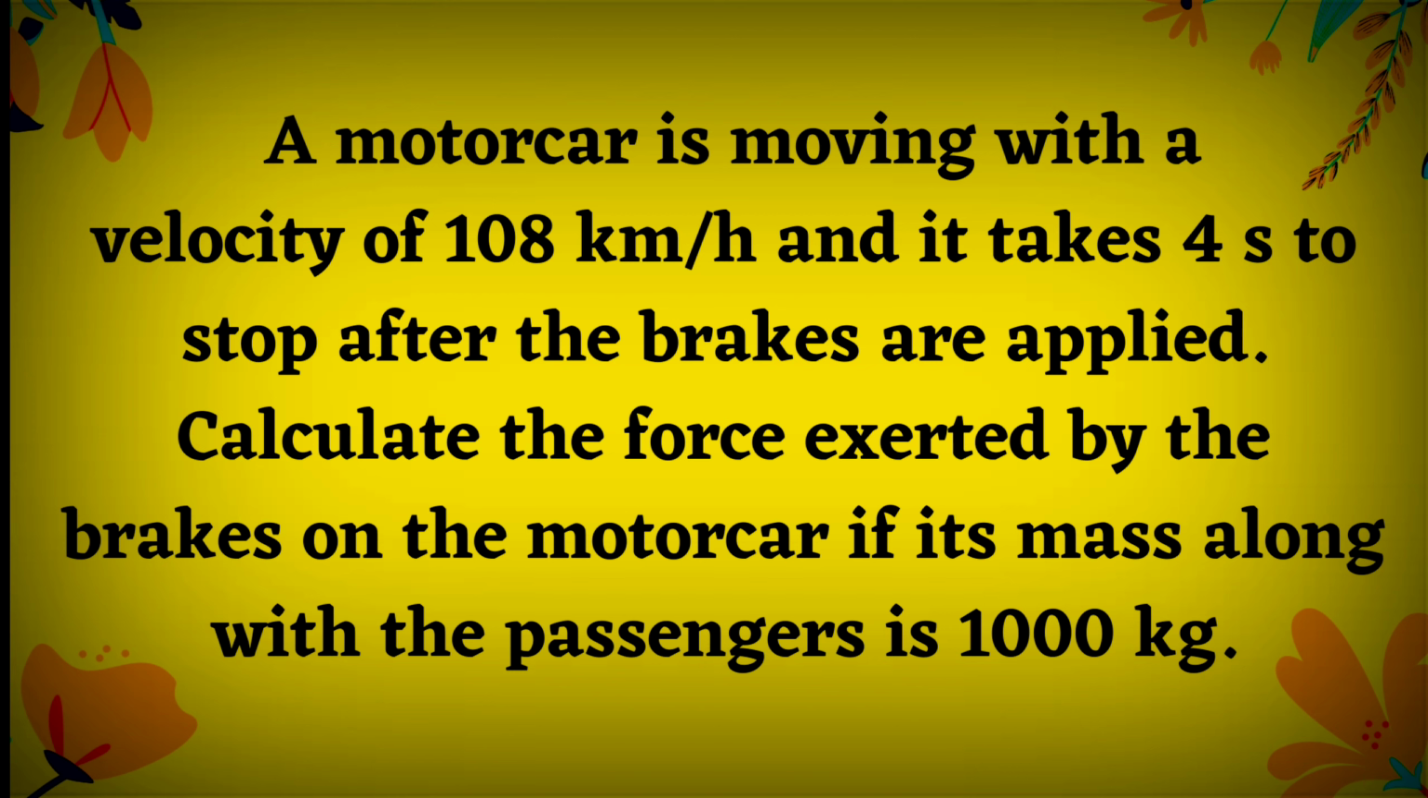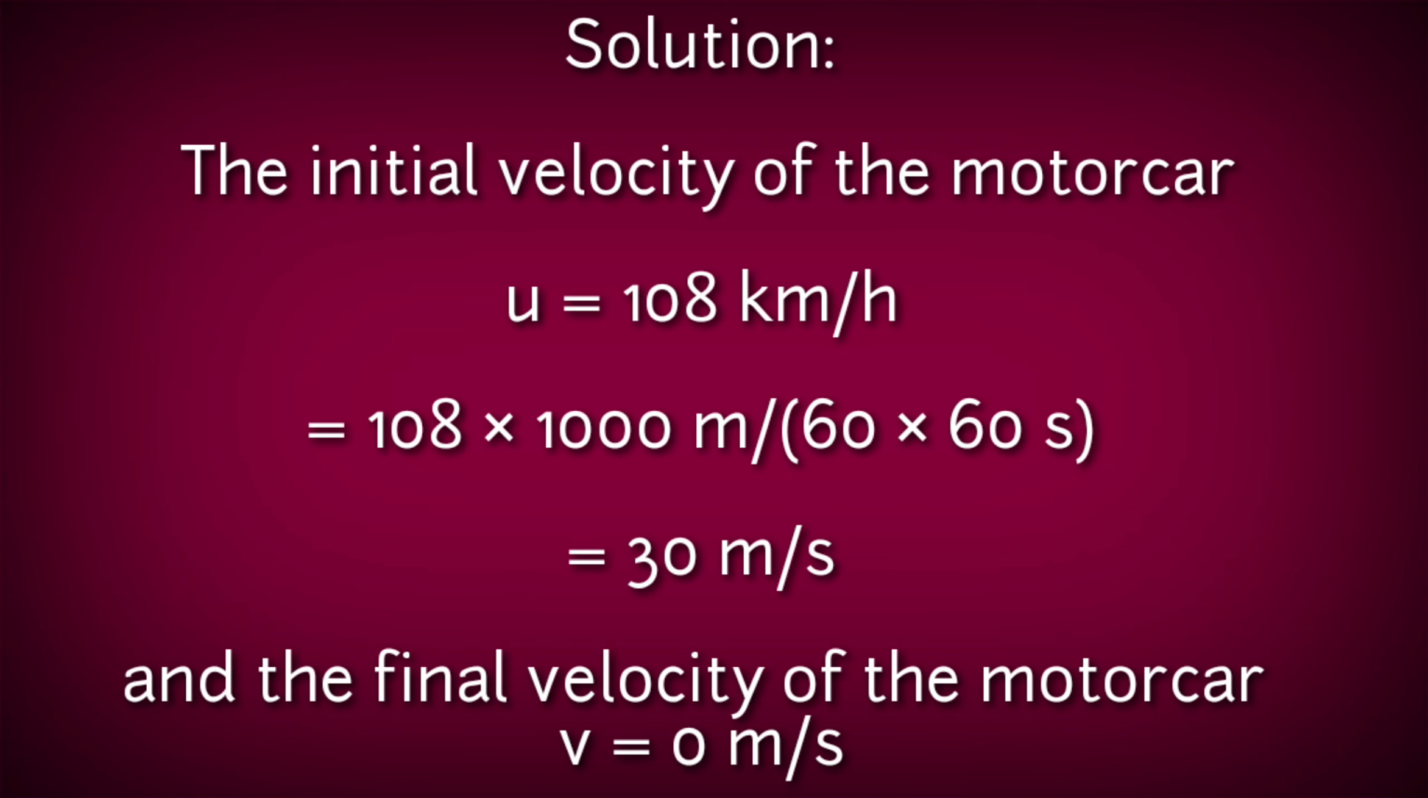Is it clear to everyone? Have you got the rough idea how to solve this question? Now, let us move forward. First of all, we will write the given. What is given? Initial velocity is given, which is 108 km per hour.